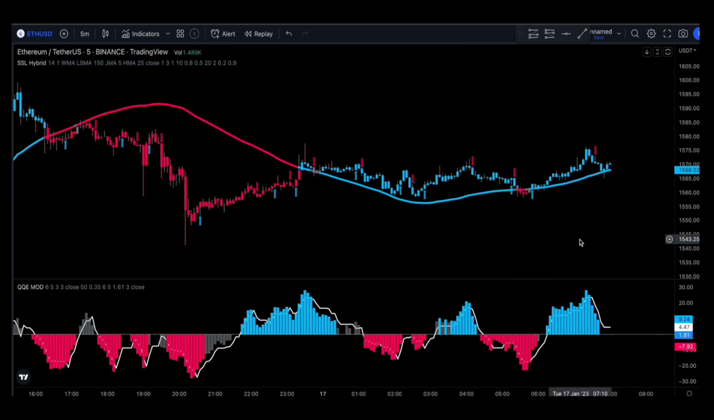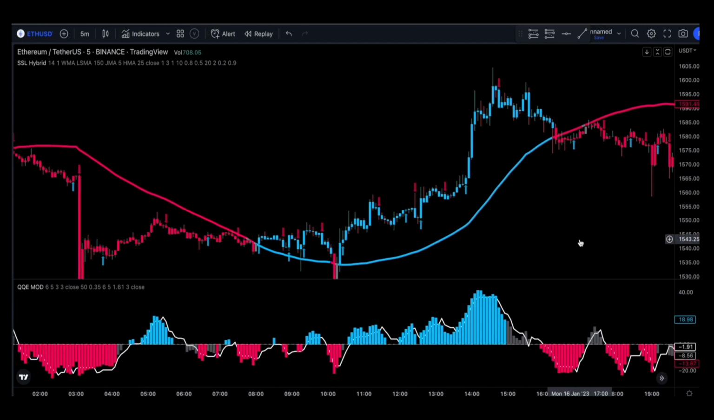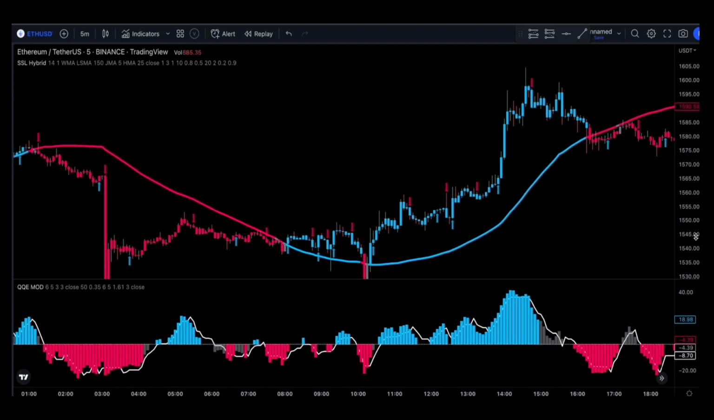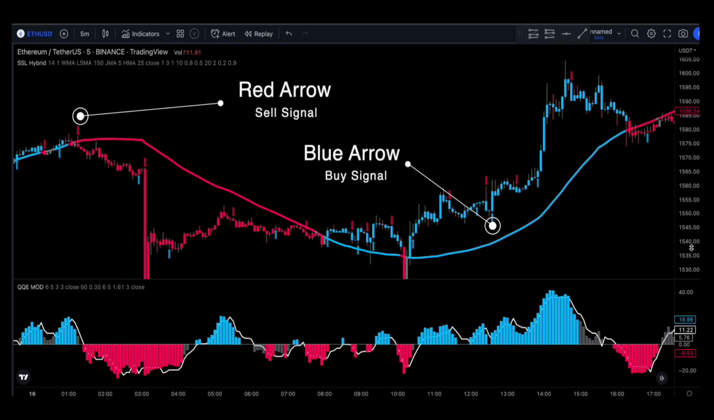SSL Hybrid is a trend-following indicator that incorporates both moving averages, an exit signal that will be used for entries, as well as bar colors. Generally, we're only going to be looking to buy when the price is higher than the baseline. On the other hand, sell entries will only be available when the price is lower than the moving average. The arrows you can see on the chart will serve as confirmation of a buy or sell entry.